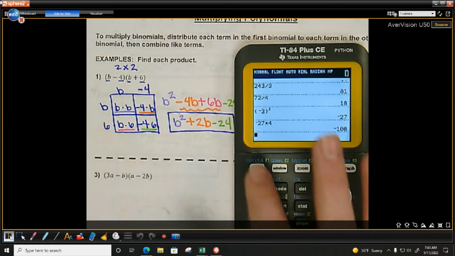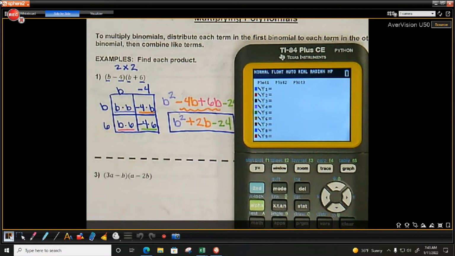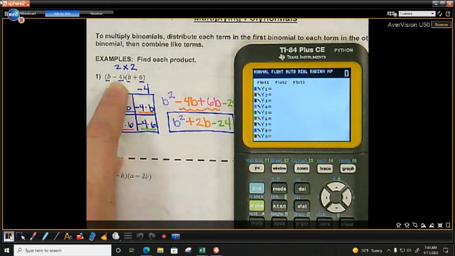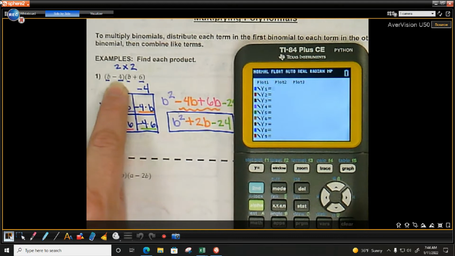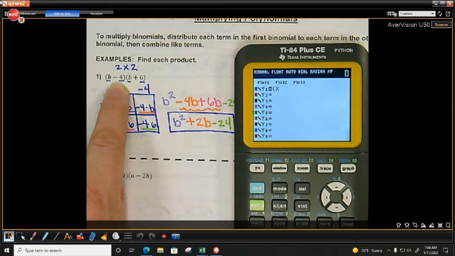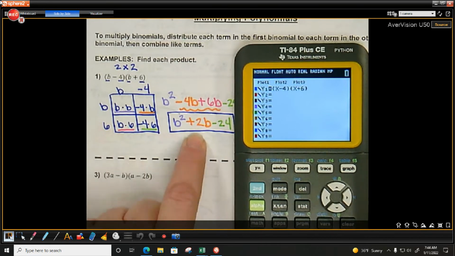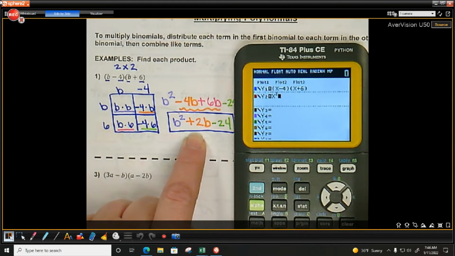Top left button is your y equals. Clear whatever is there. I'm going to put in my original problem, but remember, you can't graph b's. I need to change those to what variables? X. So I'm going to do parentheses, x minus 4, parentheses, x plus 6. We good with that? Now, arrow down, and I'm going to put x squared plus 2x minus 24.